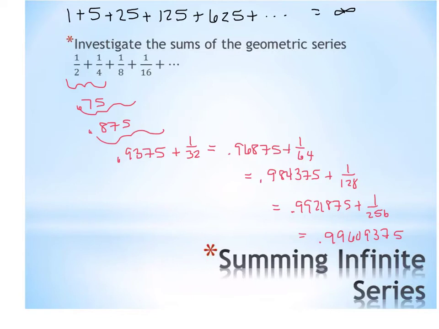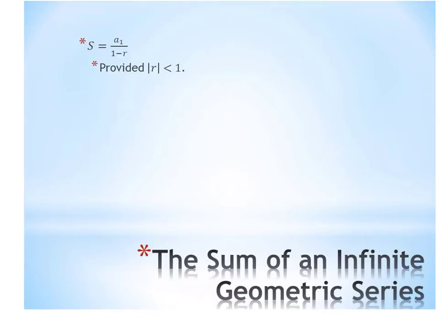No. What am I going to get to? What is this approaching? This one is approaching 1. So we have a special formula for it. If we're talking about an infinite geometric series, its sum is a sub 1 over 1 minus r. But this only works if the absolute value of r is less than 1. So your common ratio is something between negative 1 and 1, so it could be positive or negative.